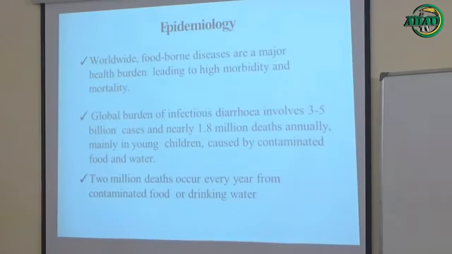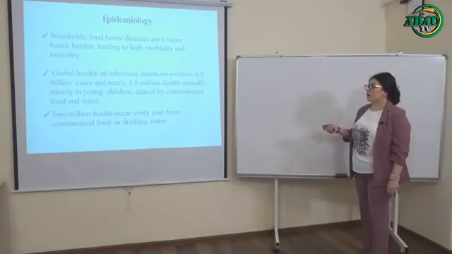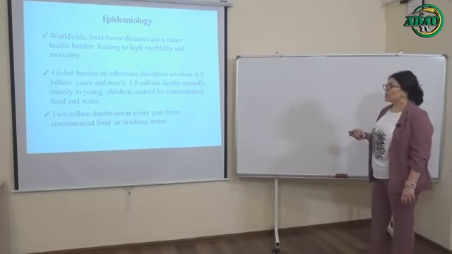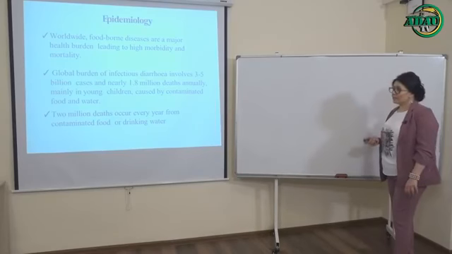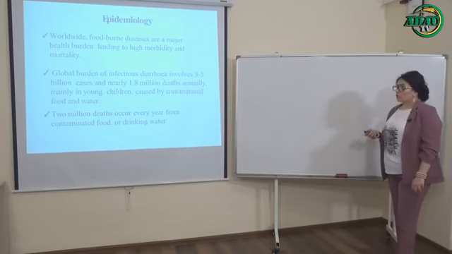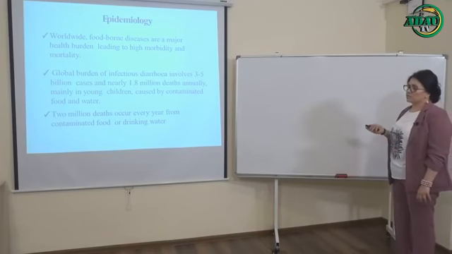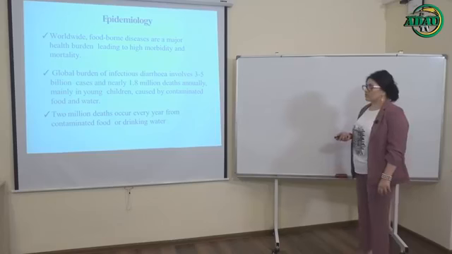Worldwide, foodborne diseases are a major health burden leading to high morbidity and mortality. Please pay attention to the numbers, it's very important. The global burden of infectious diarrhea involves 3.5 billion cases and nearly 2 million deaths annually, mainly in young children, caused by contaminated food and water. This number is really very high.